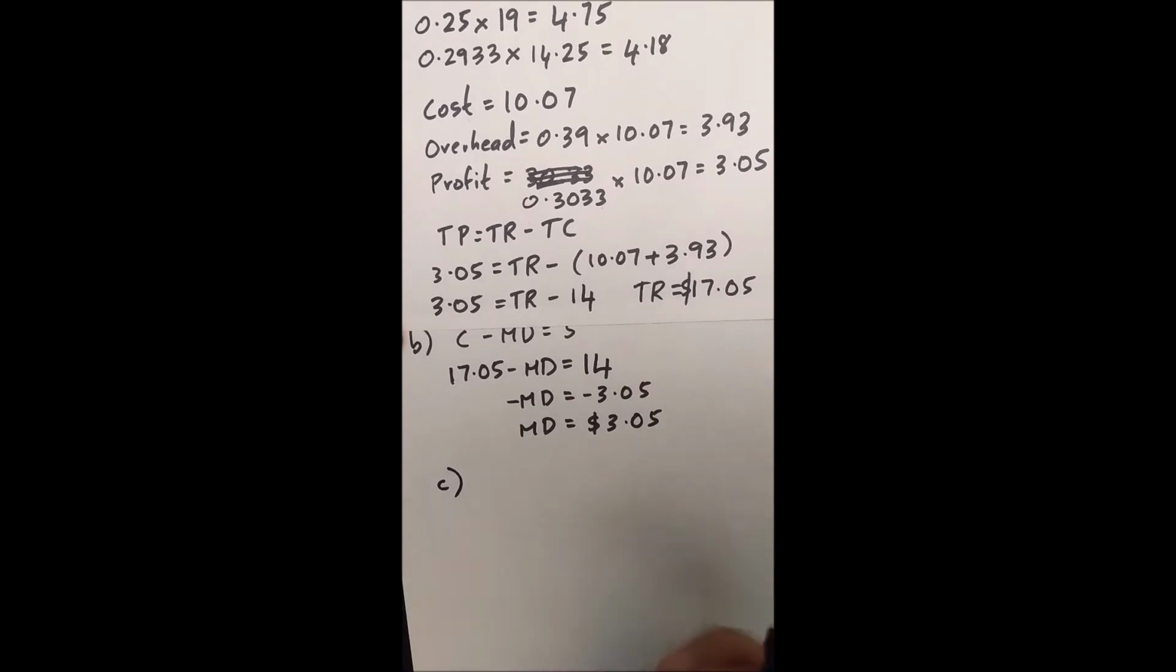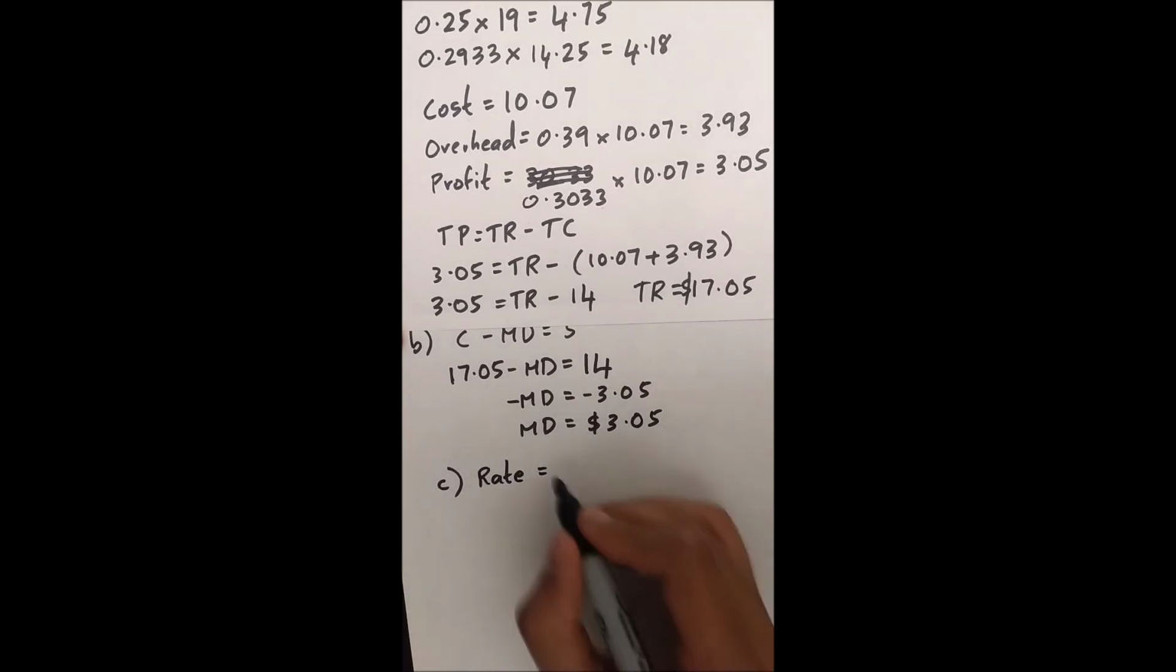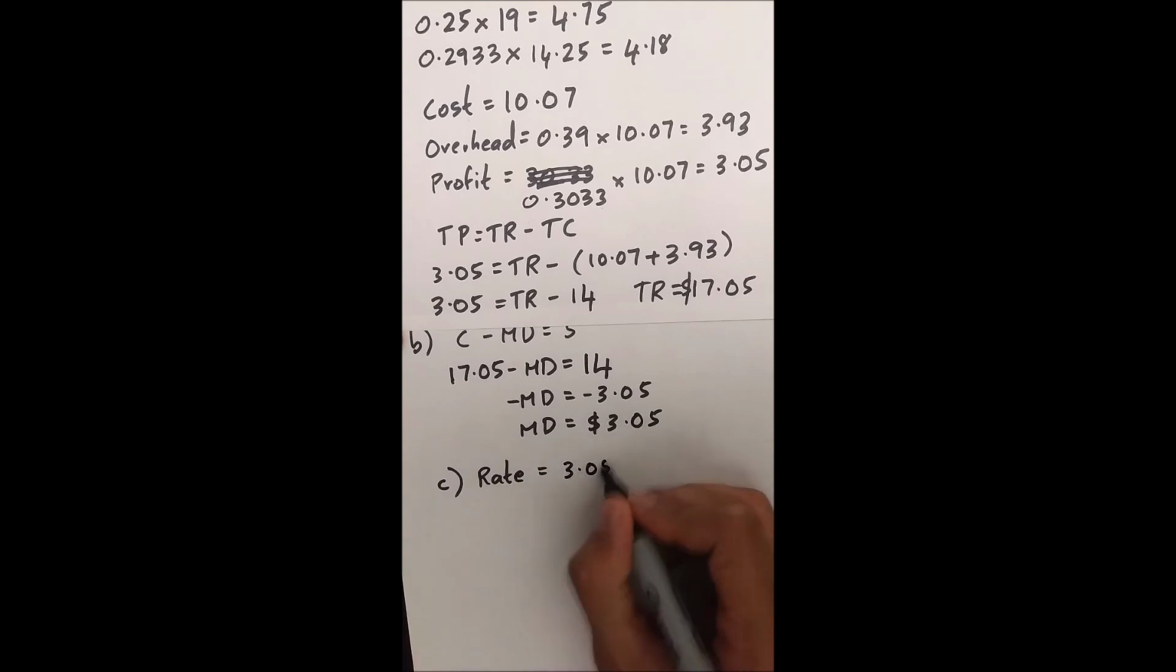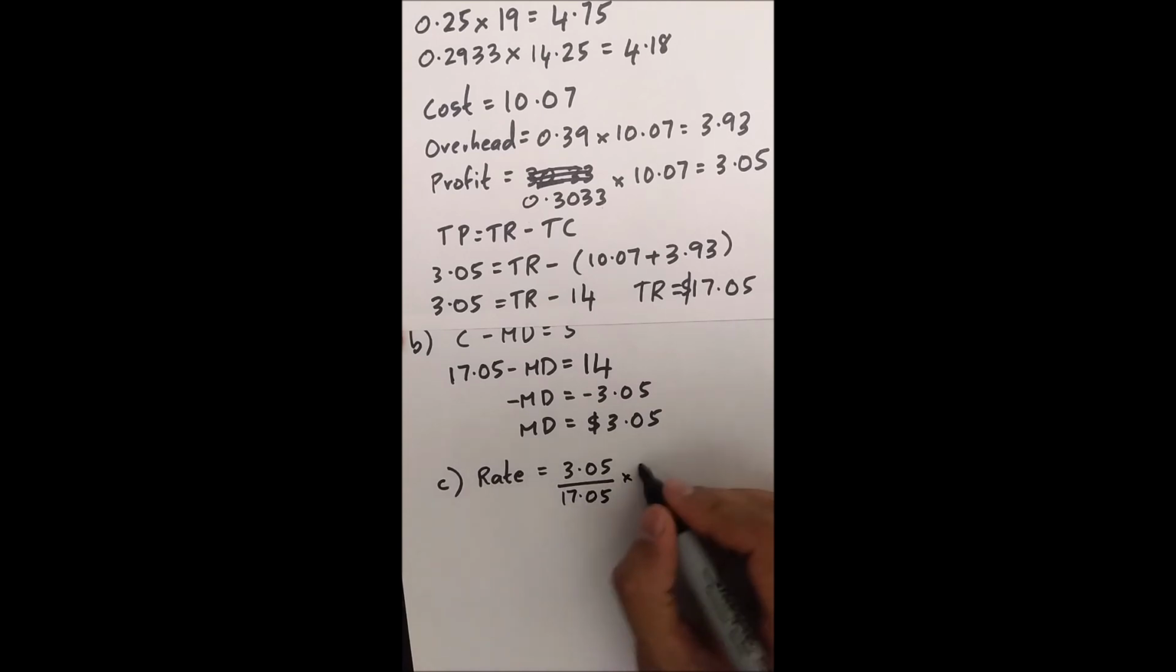In the C part of the question, you're trying to find the rate of markdown. Again, not too difficult. You know your rate of markdown is just your markdown over your initial price, which is 17.05, times 100.